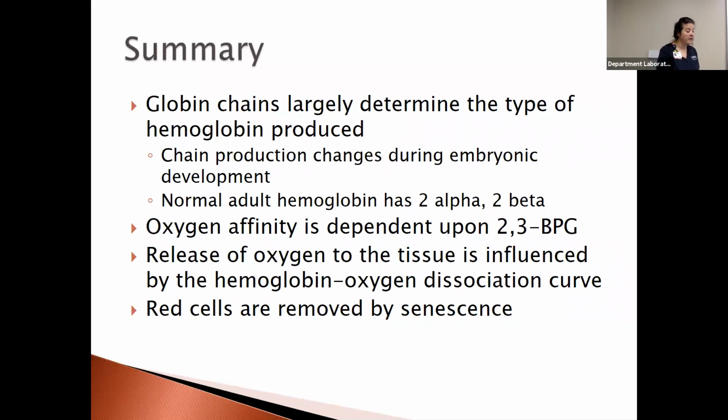We also talked about the types of chains present. Remember, if you have 2 alpha chains and 2 beta chains, that's our normal adult hemoglobin A. If you have 2 alpha chains and 2 gamma chains, that's our hemoglobin F. If you have 2 alpha chains and 2 delta chains, that is our normal adult hemoglobin A2. And then also we talked about the globin chain being comprised of amino acids. One single amino acid rearrangement can result in abnormal hemoglobin, such as hemoglobin S, hemoglobin C, hemoglobin E.